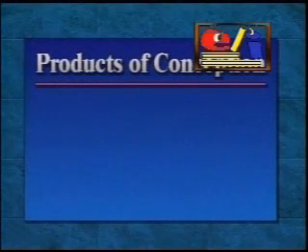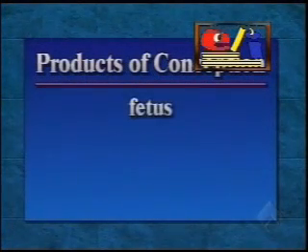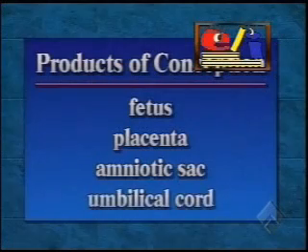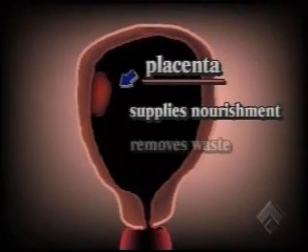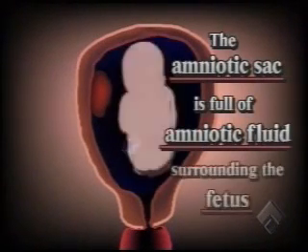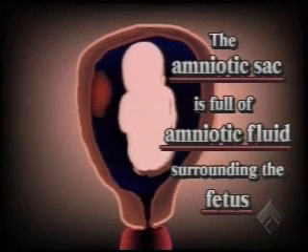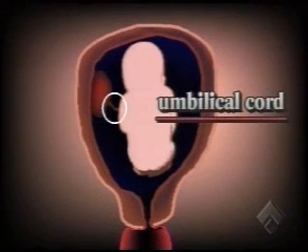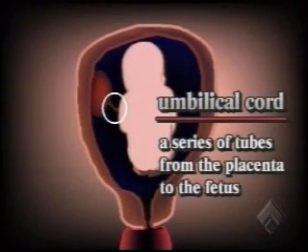The phrase products of conception refers to the fetus, the placenta, the amniotic sac, and the umbilical cord. The placenta supplies nourishment and oxygen to the fetus as well as removes waste. The amniotic sac is full of fluid surrounding the fetus. When women in labor say their water breaks, they're referring to the amniotic sac. The umbilical cord is a series of tubes from the placenta passing through the amniotic sac to the fetus. All of these products of conception develop in an organ located between the woman's hips called the uterus.